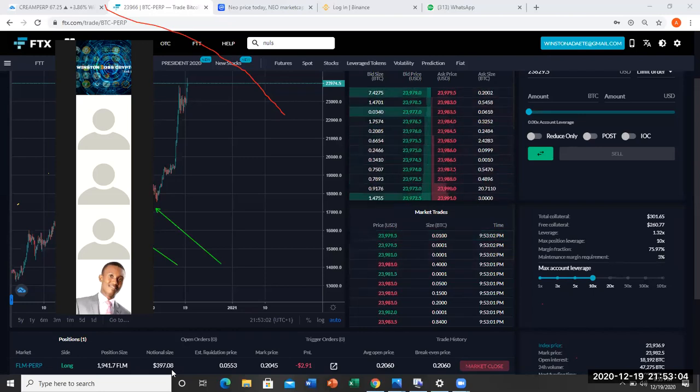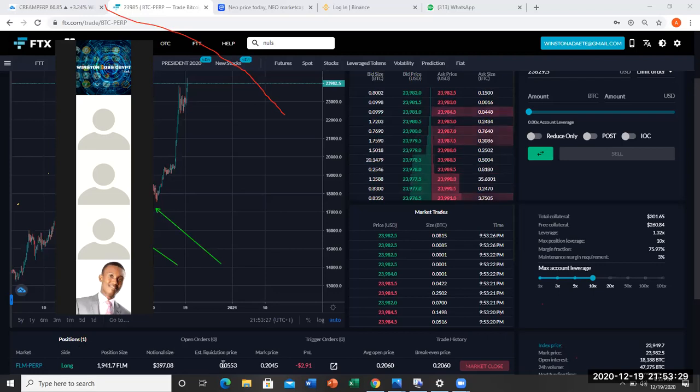So that means I'm using 10x leverage. My $40 will now be how much? $400. So you're supposed to be seeing $400 under the notional size. But why is it not $400? Because the current PNL, the profit and loss, is at minus $2.9. Are you getting it? That is why the notional size has reduced.